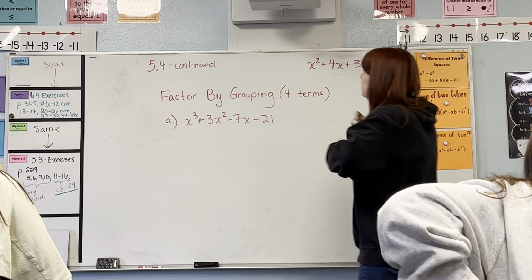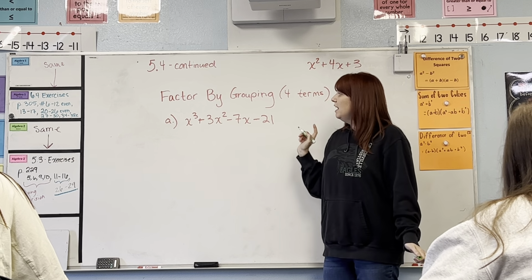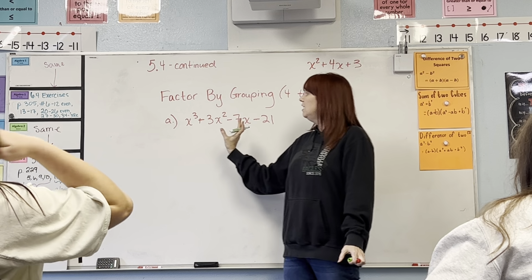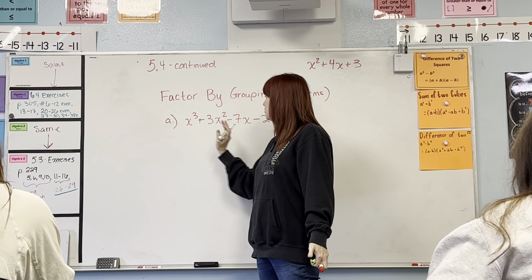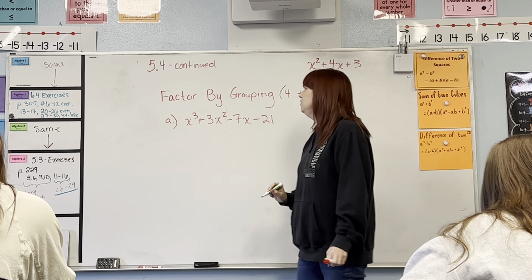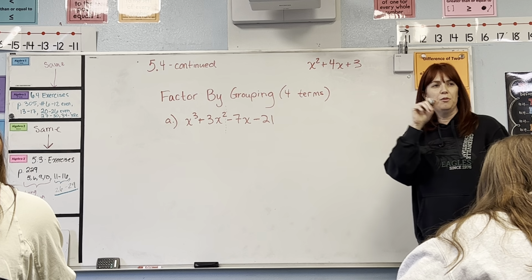All right, factor by grouping is when you have 4 terms, and what you're going to look for is a common monomial between the first 2, and then a common monomial between the second 2. So sometimes I just draw this little dotted line, or you just draw a line or whatever just to separate it.